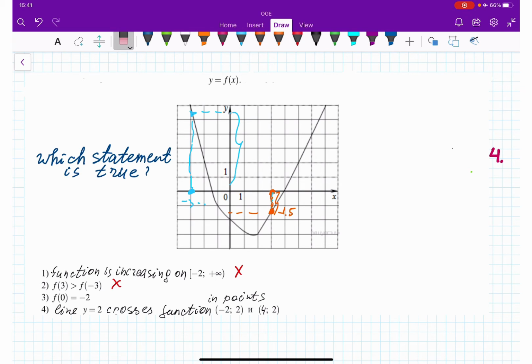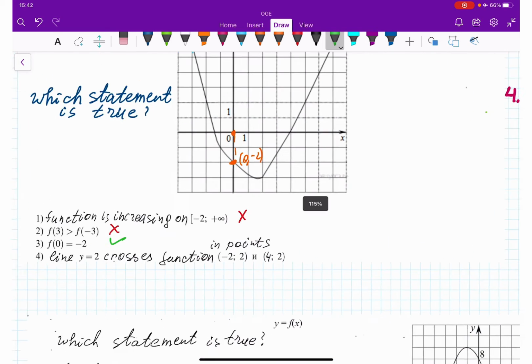Okay, next one. F of 0 is equal -2. Where is my f of 0? X is 0. What is the value of y, f of 0? Negative 2, right? Right here, negative 2. So this coordinate is 0, negative 2, which means finally we got some correct answer. We agree with it. Next.